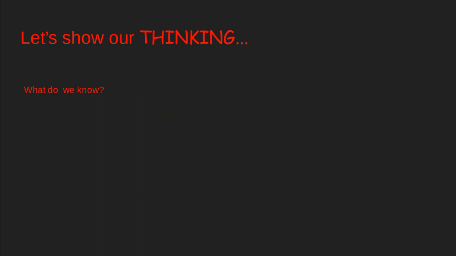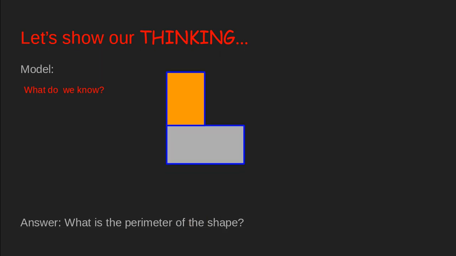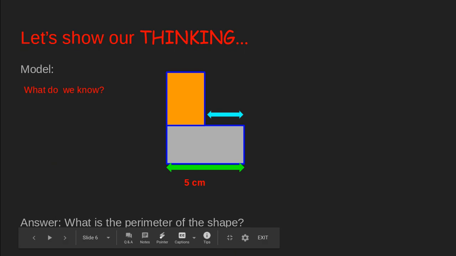So let's go to our thinking board. What do we know? We know that we need to answer this question. What is the perimeter of the shape? We also know that this particular shape is composed or made up of 2 rectangles. We also know that the base of our first rectangle is 5 centimeters. We also know that this side length here, the opposite side length, part of it is 3 centimeters.